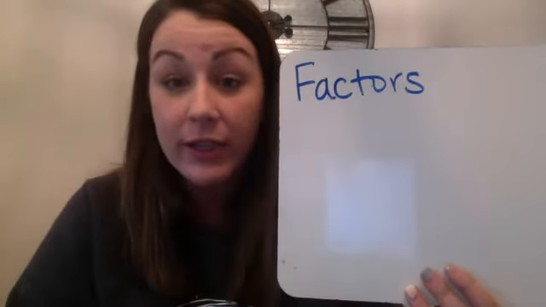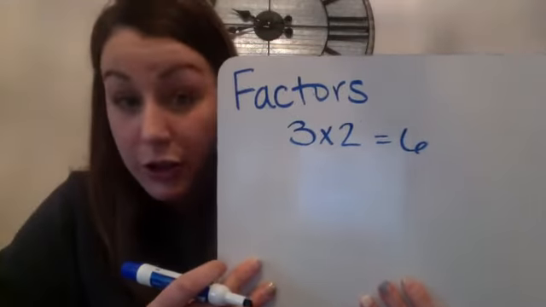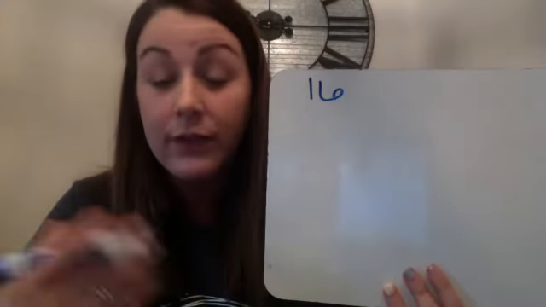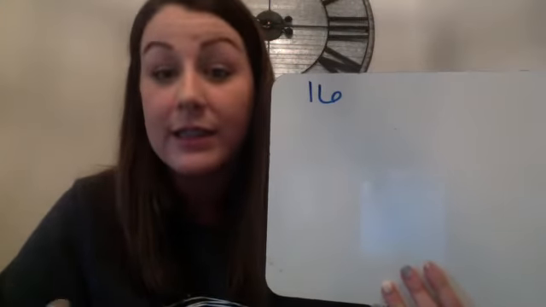We've talked about factors and multiples before in class, and we know that factors are the numbers that multiply together to get another one. For example, if we did 3 times 2 equals 6, my two factors are 3 and 2. On your worksheet, they say find the factors of 16. So they're talking about finding all of the numbers that multiply together to make 16.